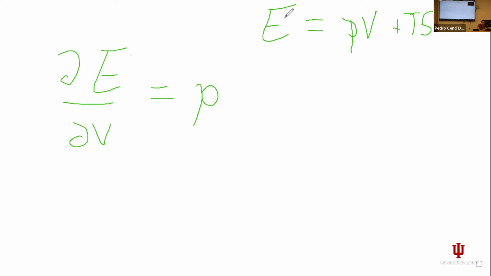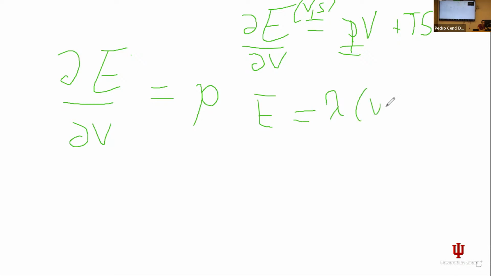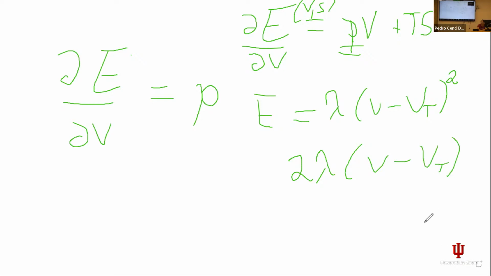It's true. So E depends on V, S, etc. The partial derivative of E with respect to V is P, pressure, right? In CompuCell, our E is lambda times (V minus V target) squared. So what is the pressure? The partial derivative: the 2 falls down, giving 2 lambda (V minus V target). What is the surface tension of a cell in CompuCell?